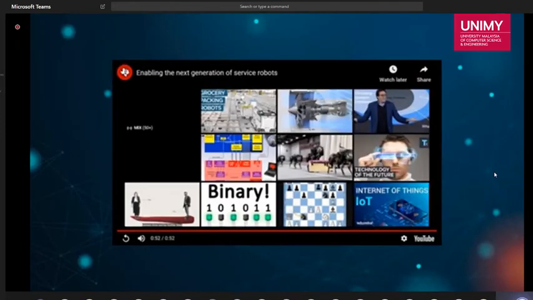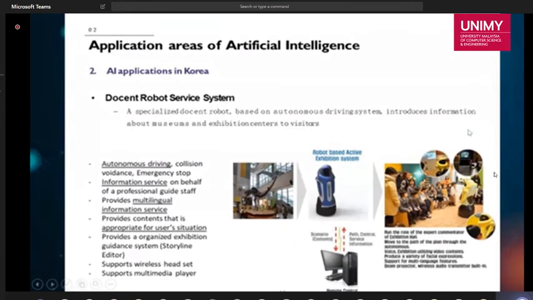As a simple sharing session, more on this part, a couple of application areas under artificial intelligence. This is an AI application in Korea. Okay, they have a dozen robot service system. I think some of you heard of it before.